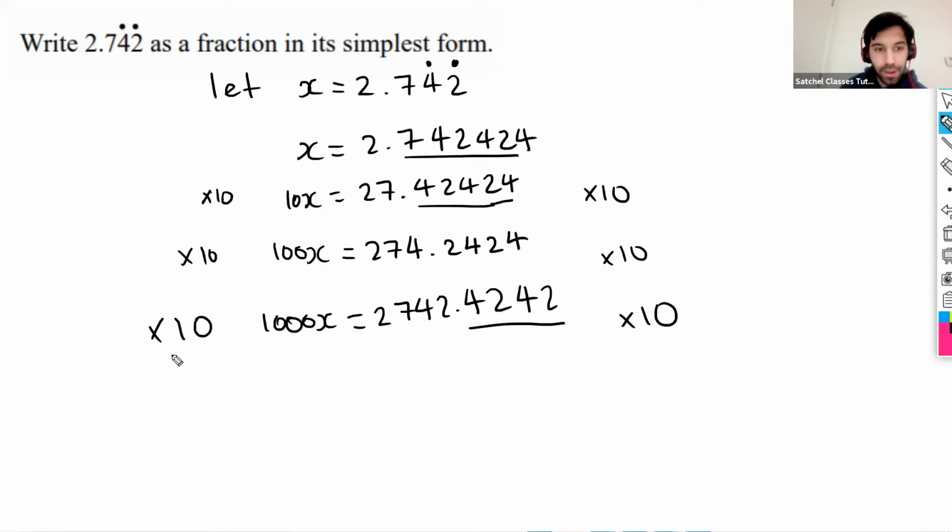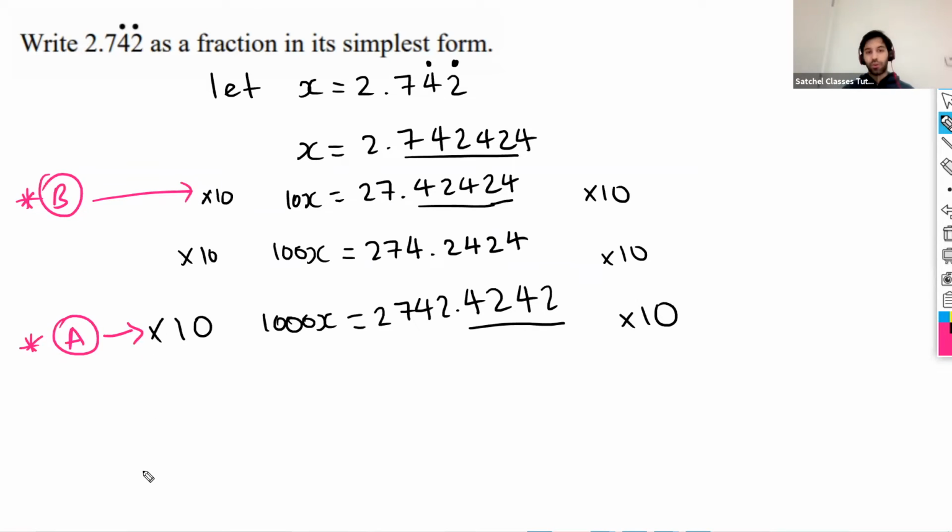So this equation here, I will call this equation A. It doesn't matter what you label them. And I will label this as equation B. So these are the two equations you need to subtract from each other, this one and this one, because notice we have the same digits after the decimal. They are recurring. So even if you haven't put that extra 4, it doesn't really matter because they are recurrent decimals.